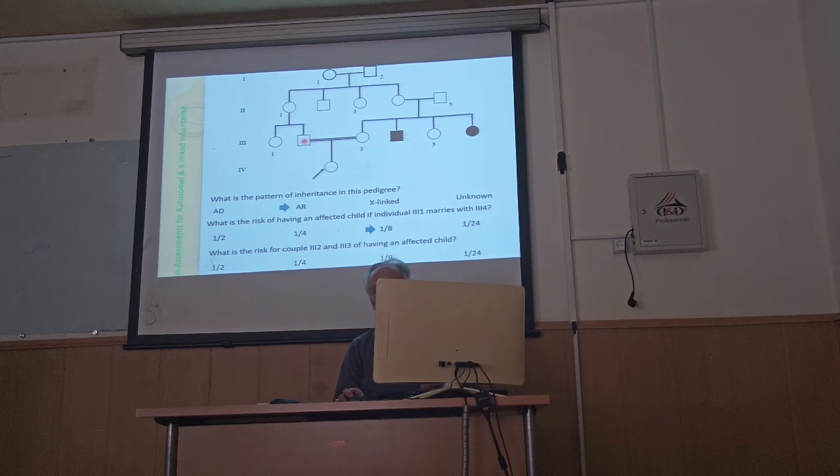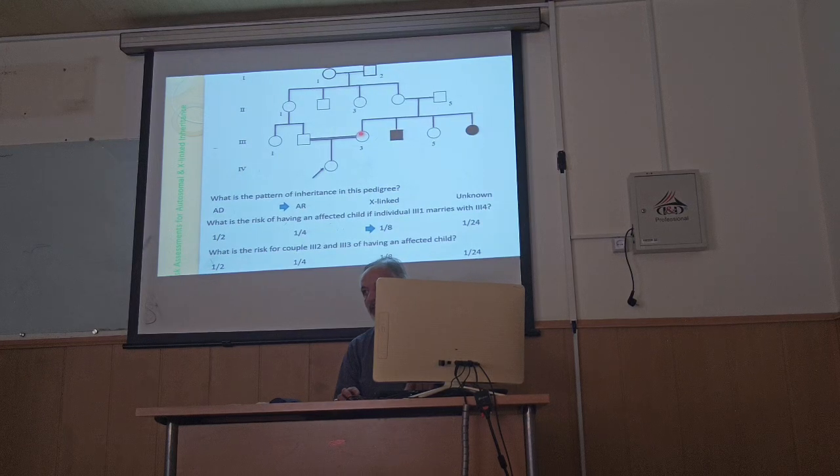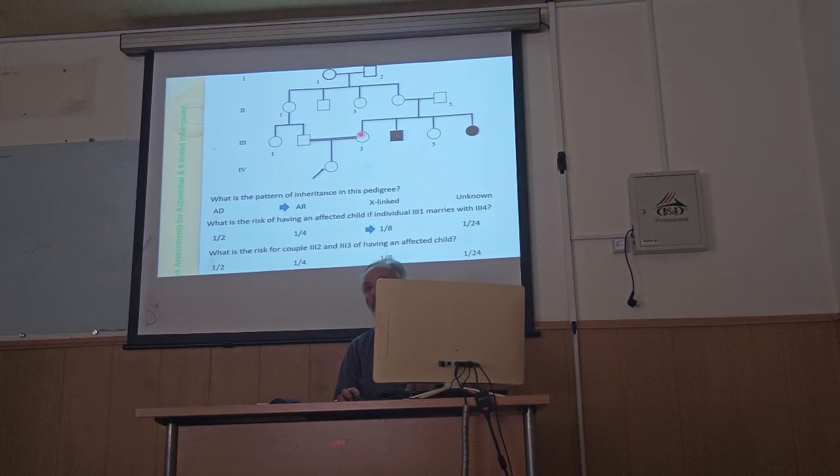So 1 by 4 multiplied by 2 by 3, then multiplied by 1 by 4. If these 2 individuals are carriers, there is a chance of 1 by 4 for both of them to transmit their allele to their children. 1 by 24 is the answer. Right? Any questions?